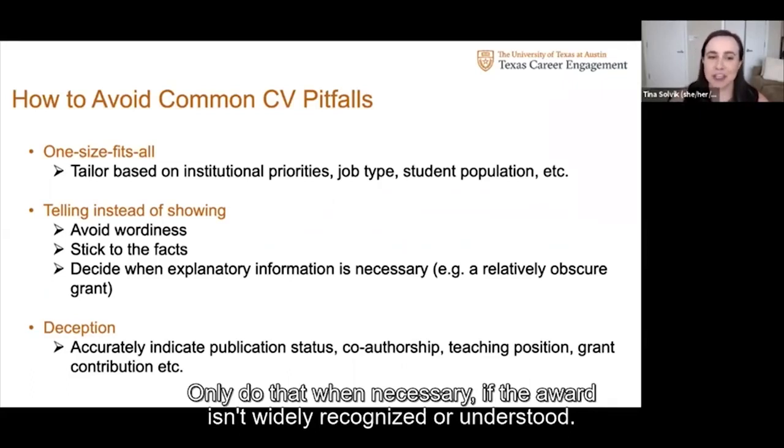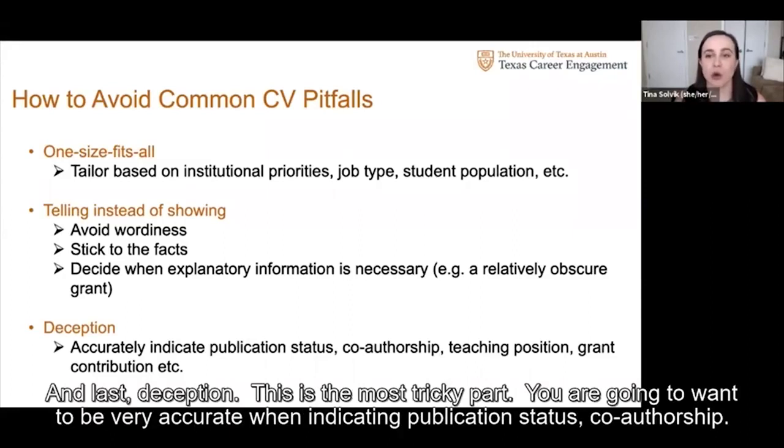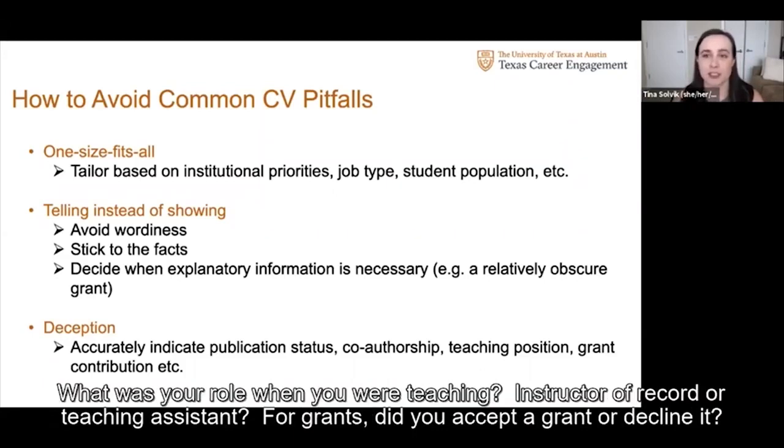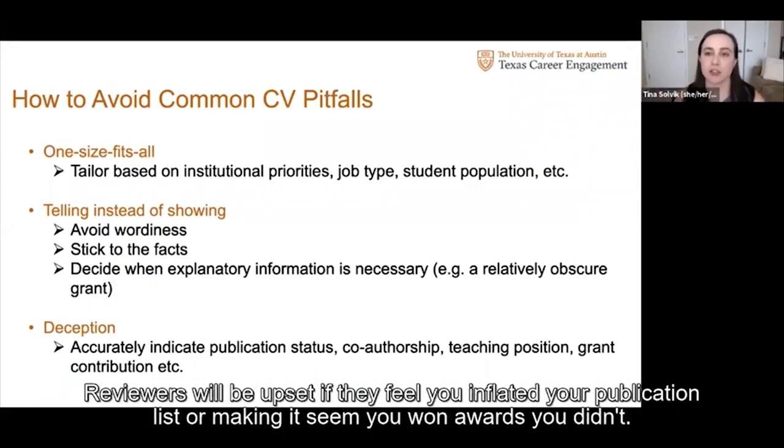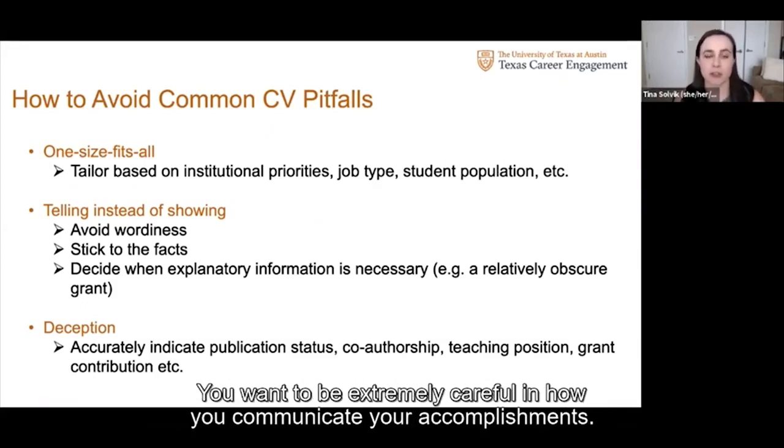And then last, deception. This is the most tricky part. You're going to want to be very accurate when you're indicating publication status, co-authorship. What was your role when you were teaching? Were you instructor of record or were you a teaching assistant? For grants, did you accept a grant or decline it? Did you contribute to a PI's grant in terms of writing, or did you only provide preliminary data? Reviewers will be upset if they feel like you tried to deceive them by inflating your publication list or making it seem like you won awards that you didn't. So you want to be extremely careful in how you communicate your accomplishments.